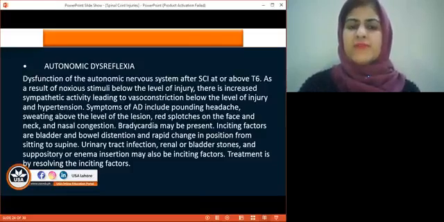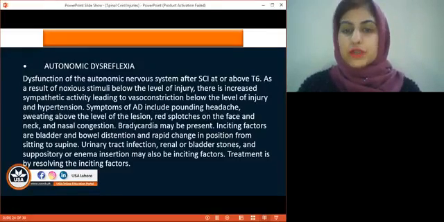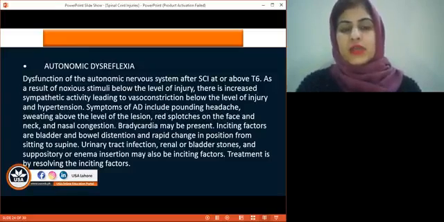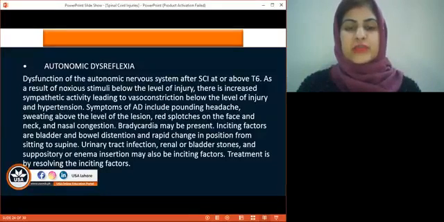There is going to be a very pounding headache, sweating above the level of the lesion, red splotches on the face and neck, and nasal congestion. Bradycardia may also be present, and the inciting factors are bladder and bowel distension and rapid change in position from sitting to supine. Urinary tract infection, renal or bladder stones, and suppository or enema insertion may also be inciting factors. Treatment is done by resolving the inciting factor.